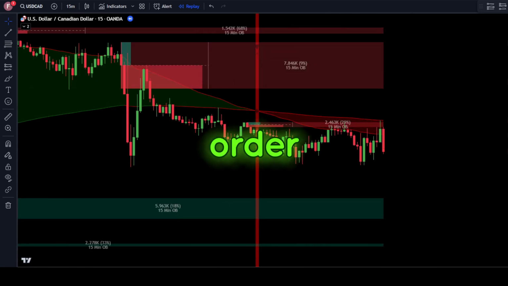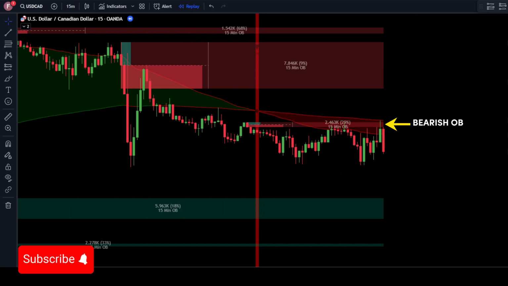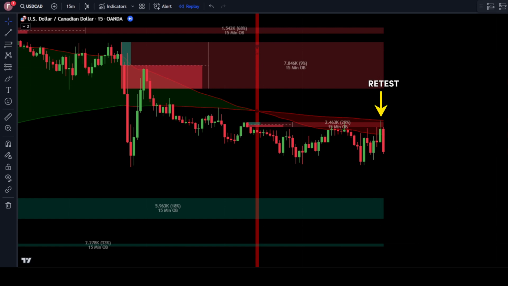Placing a sell order. If a bearish volumetric order block has formed, your main focus is to find the best point to place a sell order. Wait for the price candlestick to retest the bearish volumetric order block area. After the retest occurs, wait for the bearish engulfing candlestick pattern to appear.